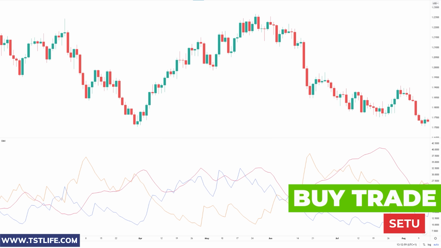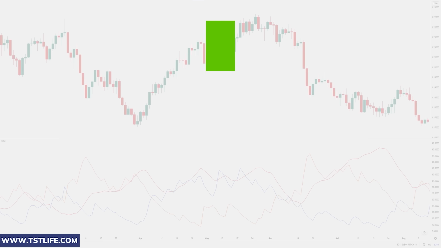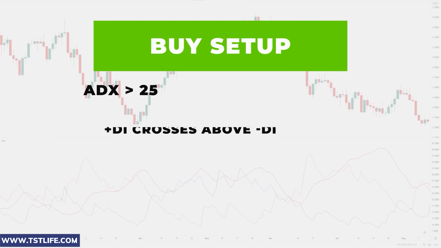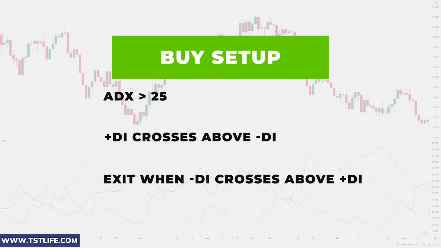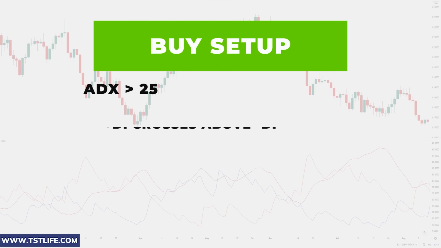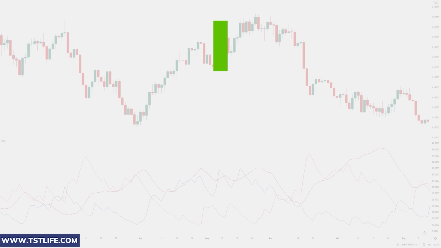Let's begin with a buy scenario. First, we need to look for a strong trend confirmed with the ADX value greater than 25. Once a strong trend is confirmed, we'll go long when plus DI crosses above negative DI, which is the condition for an upcoming uptrend. We exit the trade once negative DI crosses below plus DI.